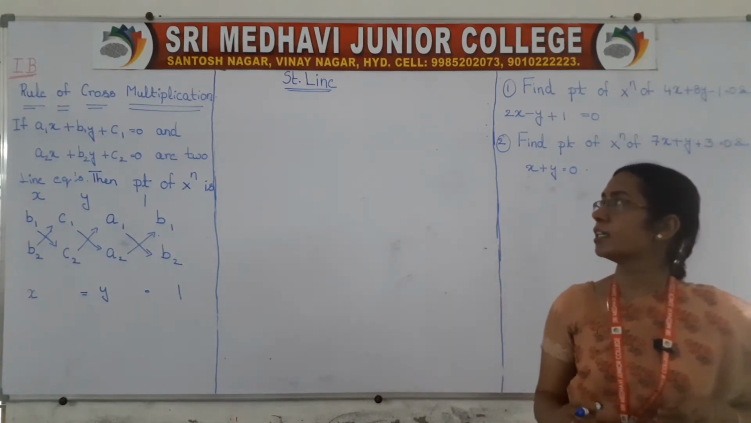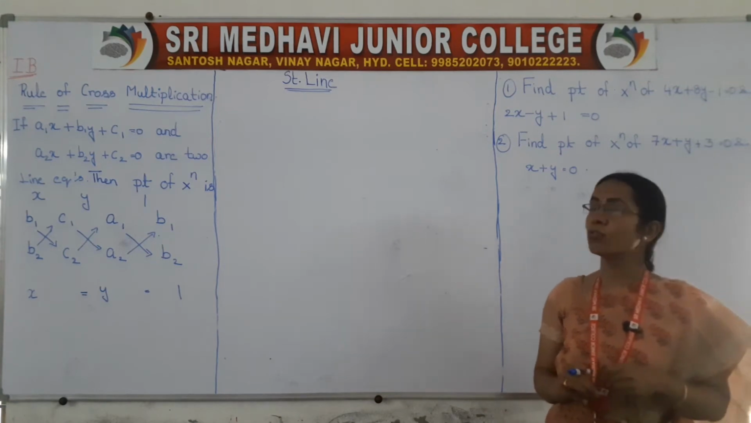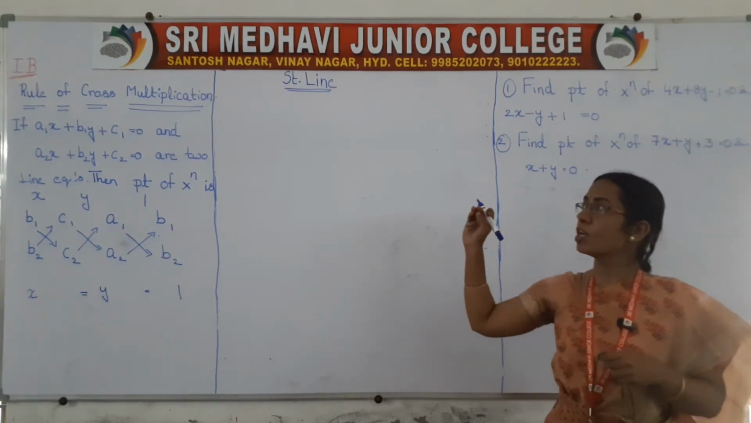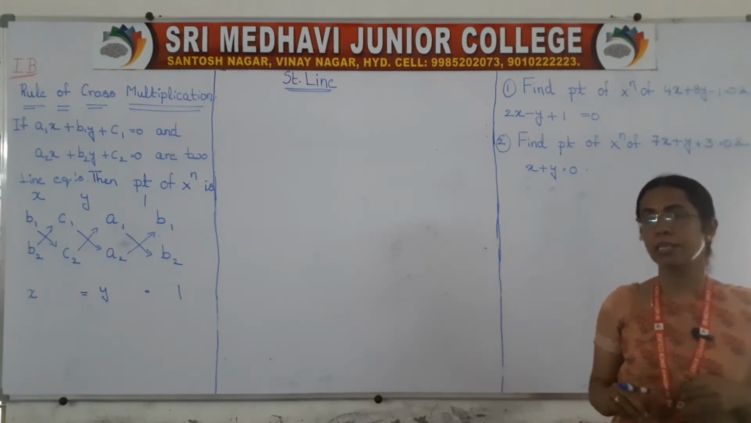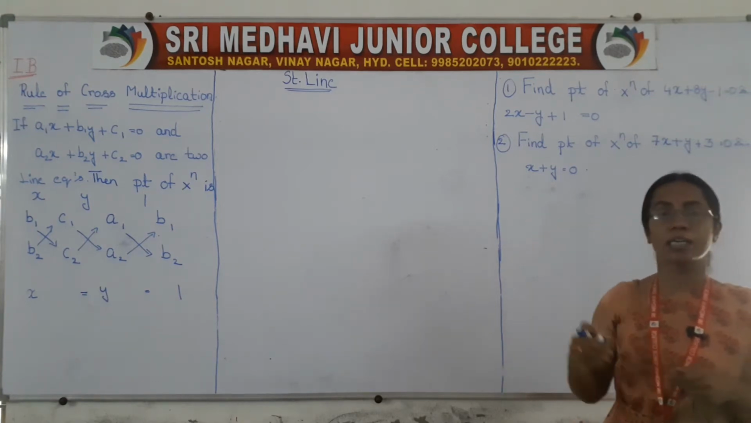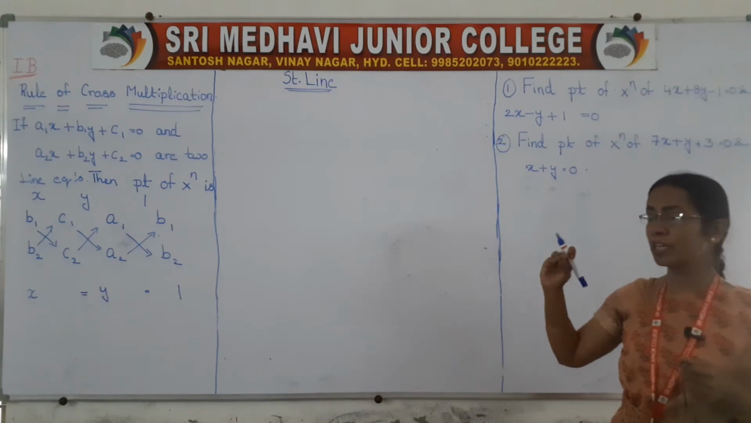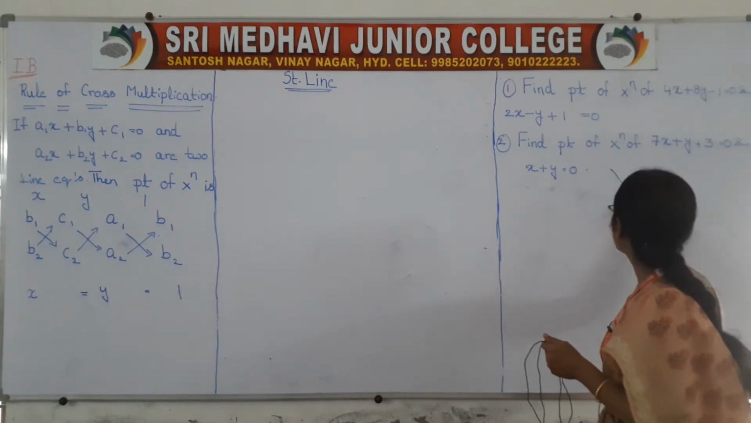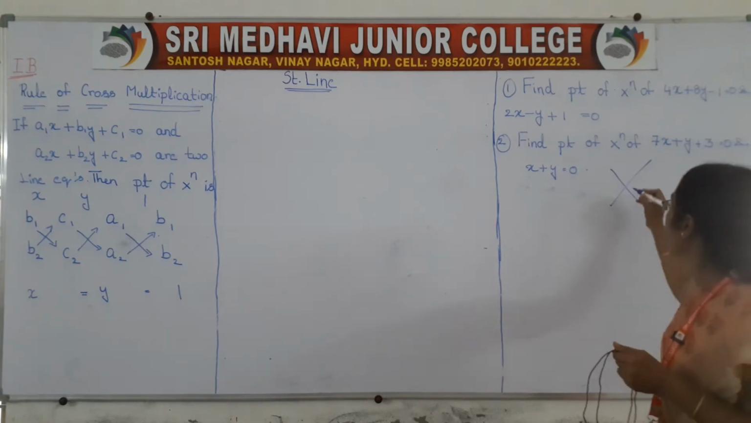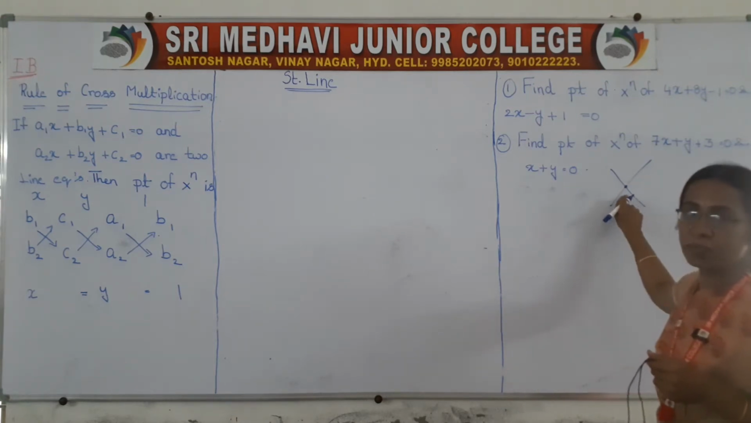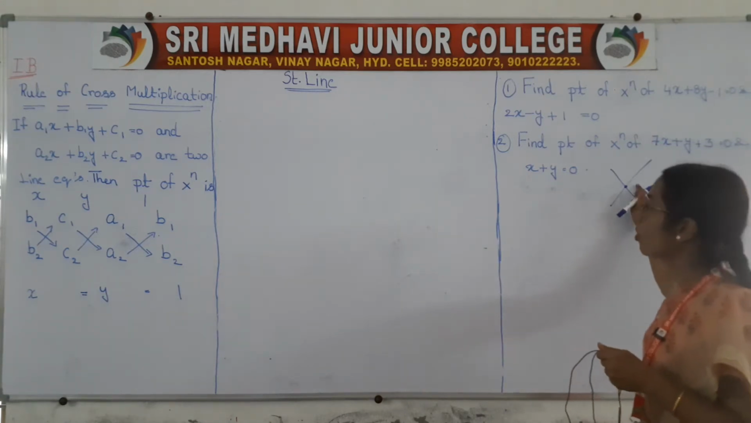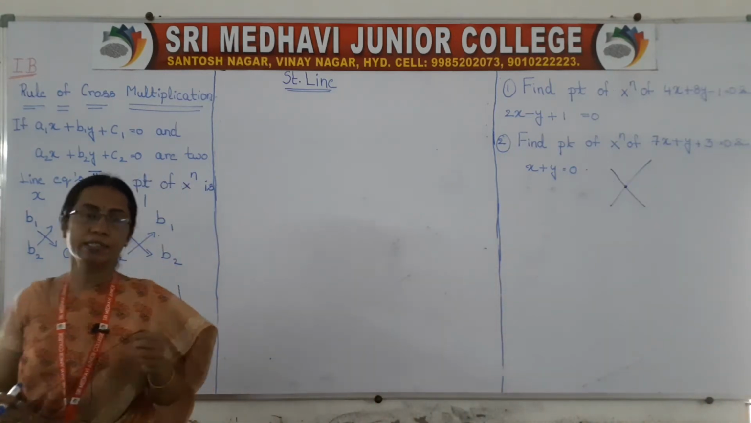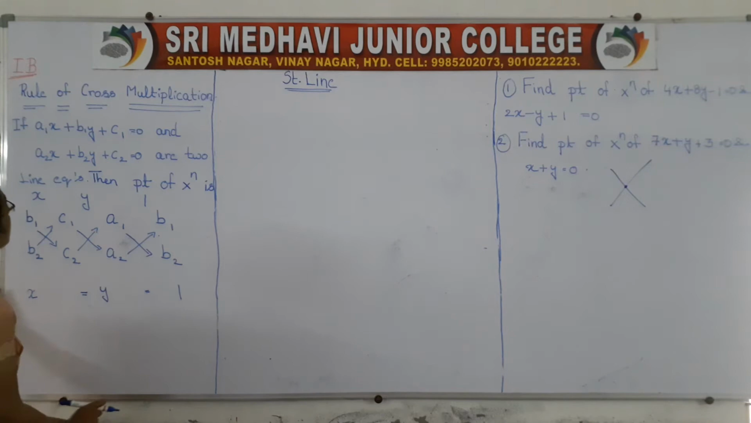Today we will take one small topic: the rule of cross multiplication. What is the rule of cross multiplication? When do we have to apply it? When 2 lines are given to you and you want to find their point of intersection. Suppose 2 lines are there like this and we want to find their point of intersection, right? We have to apply the cross multiplication method.